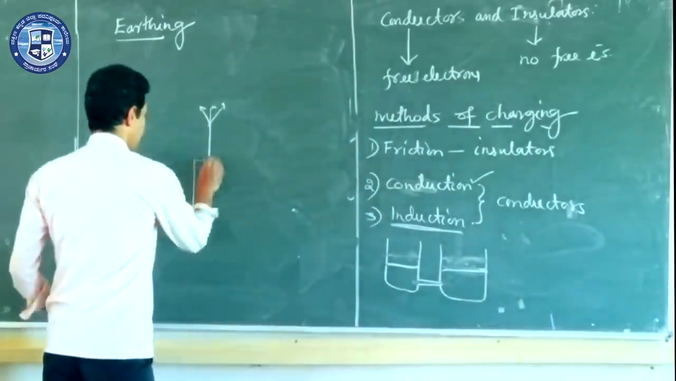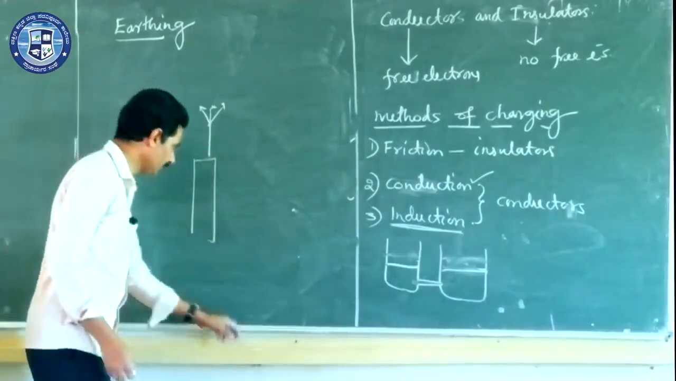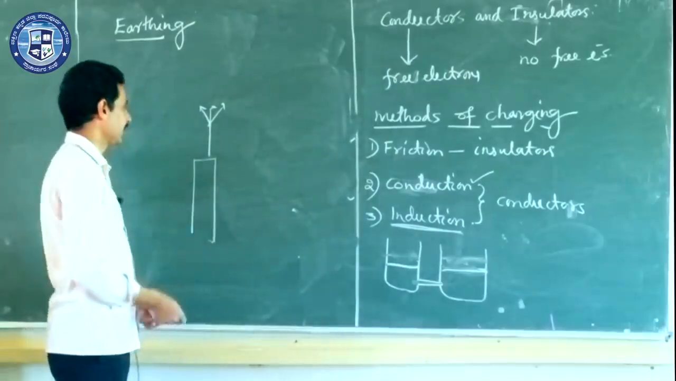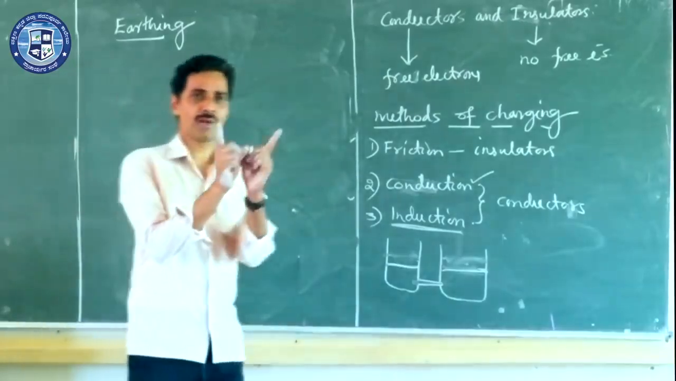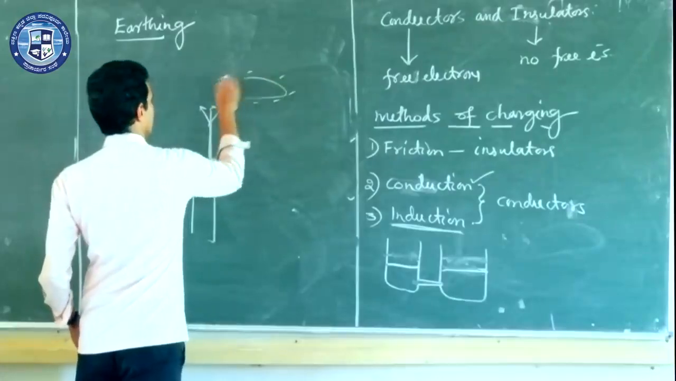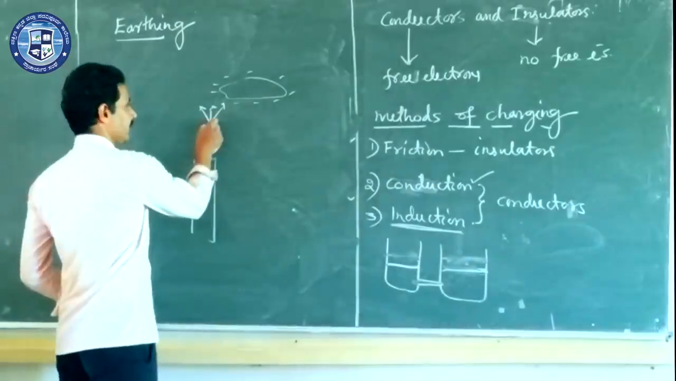Suppose you have a very tall building. Of course, this is not geometrically of the same size. Of course, you will have a very small lightning arrestor. So this is called a lightning arrestor. It contains very sharp ends. Suppose a charged cloud passes by the side of this lightning arrestor. This is made of metal.